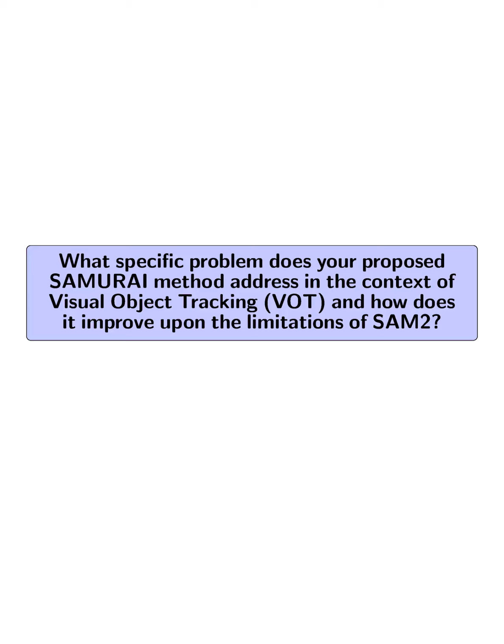What specific problem does your proposed Samurai method address in the context of visual object tracking, VOT, and how does it improve upon the limitations of SAM2?